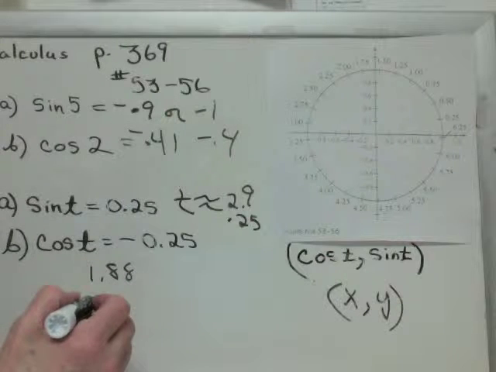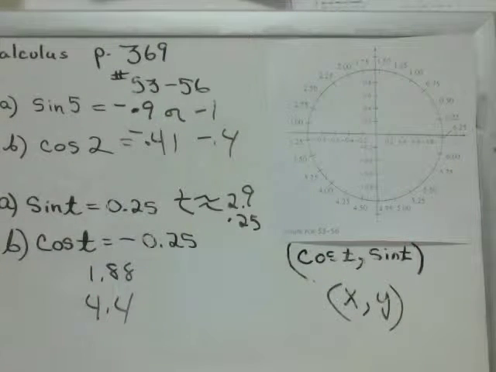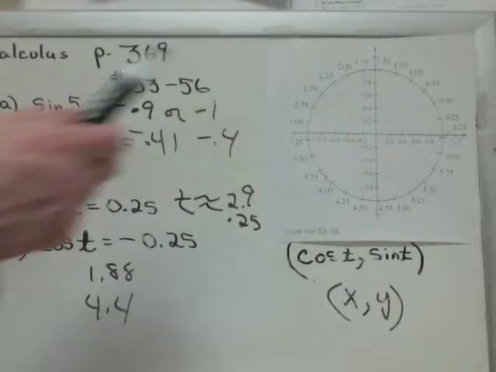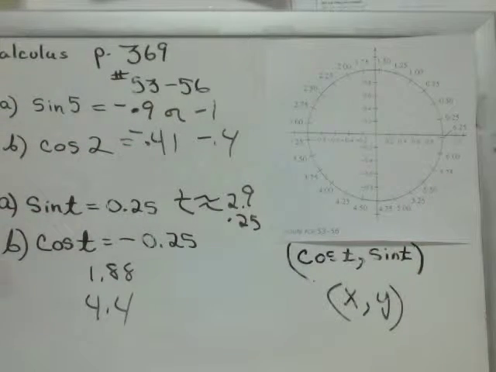So 1.88, and what did I say? 4.4 on the other axis. And that's how to do these questions 53 to 56.